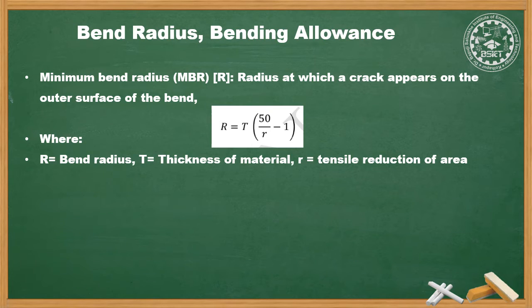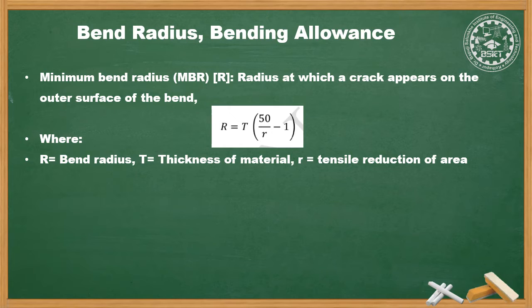To increase the bendability of metals, increase the tensile reduction of area either by heating or by bending in a high pressure environment. The bendability of a material depends upon: number one, ductility, that is the tensile reduction of area. As ductility increases, bendability increases. That is, as the small r increases, the ability to bend of a material increases.